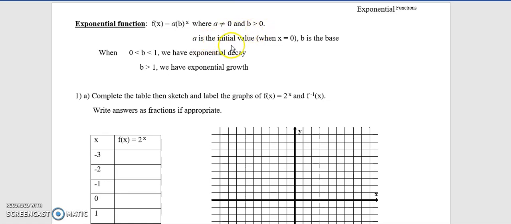We call a the initial value when x equals 0. That's how you get the initial or the starting value, and then b is the base. Okay, and then we look at exponential decay and exponential growth, depending on what the b value is.